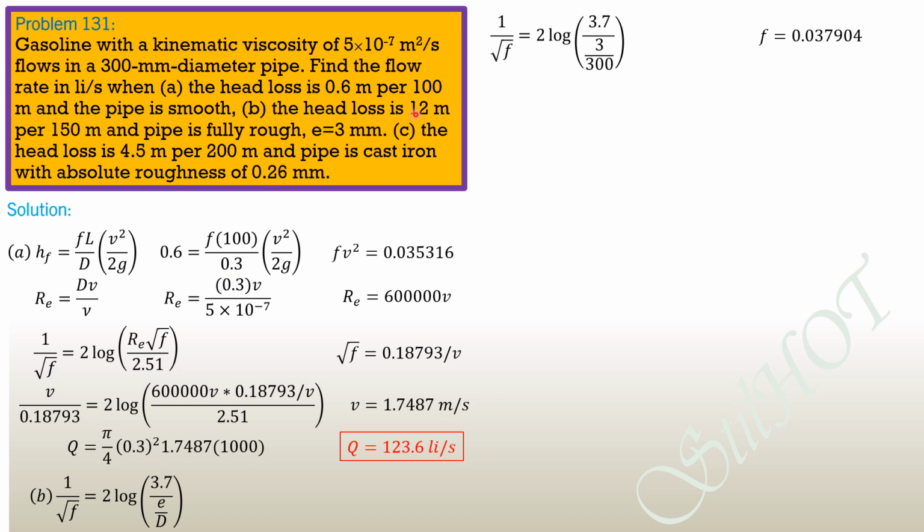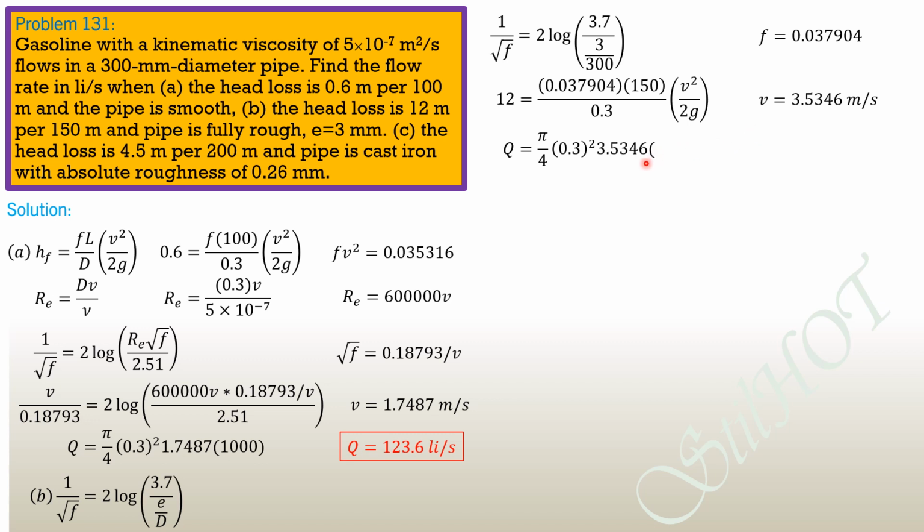Then substitute into the Darcy-Weisbach formula. Head loss 12 equals friction factor 0.037904, length 150, over diameter 0.3 times velocity head. So the mean velocity of flow is 3.5346 meters per second for this case. So the discharge, or the flow rate, can now be computed: pi over 4 times 0.3 squared times 3.5346 times 1000. So the flow rate is equal to 249.8 liters per second.